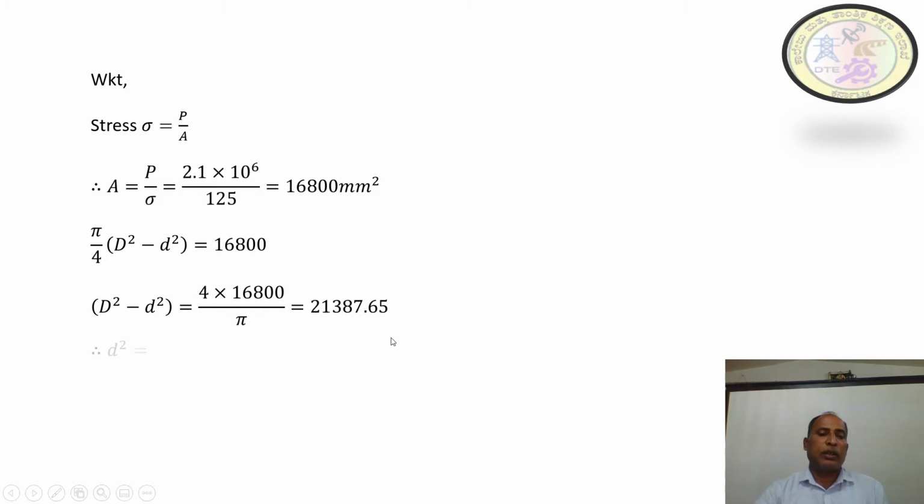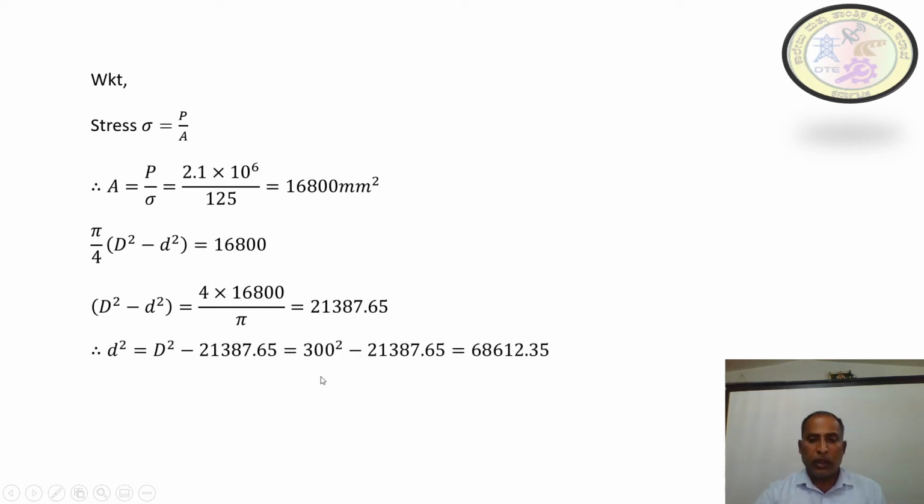21,387.65. Therefore small d square is equal to capital D square minus 21,387.65. As the value of the external diameter is 300, that is 300 square minus 21,387.65, which is 68,612.35. Therefore the internal diameter of the hollow steel column is under root 68,612.35, and that is equal to 262 mm.